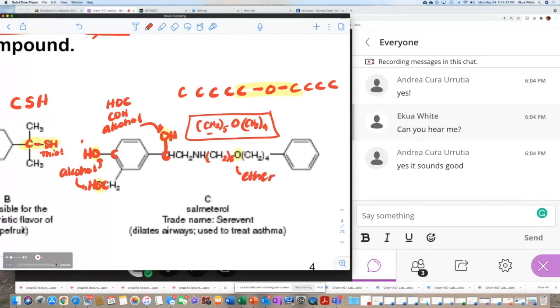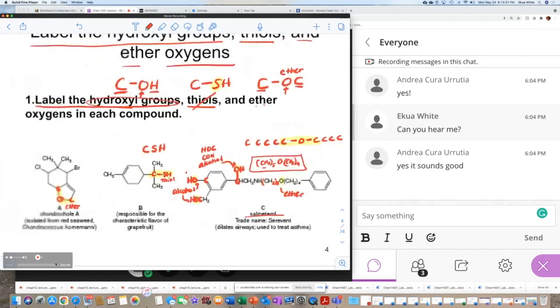Okay. Yes, this is salmeterol and is used if you have asthma. They usually use all these drugs that end with -ol. Most of them, albuterol, salmeterol, something ends with -ol. You know, whenever a drug ends with -ol, most likely it has an alcohol in it. Okay.